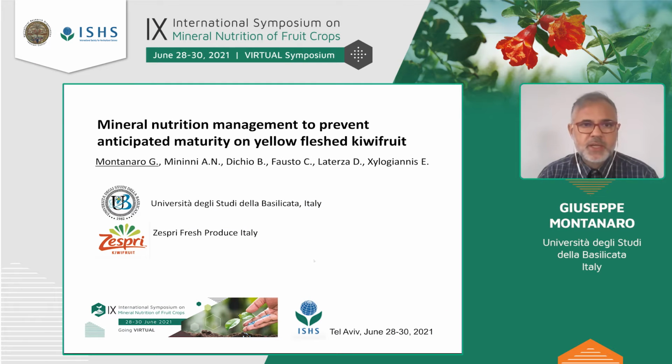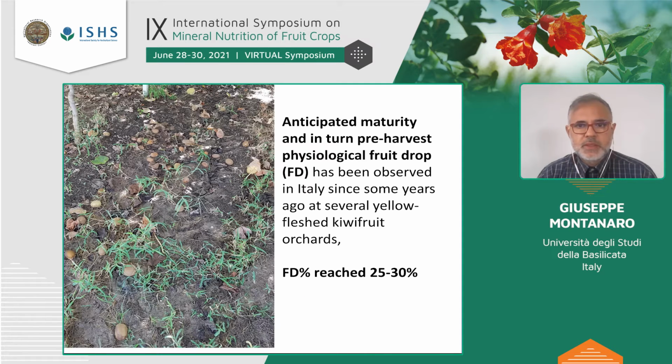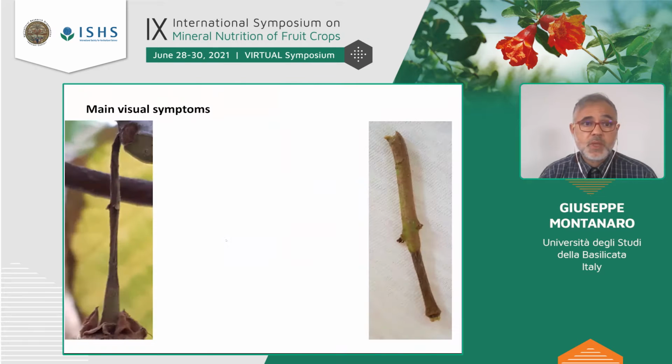Thank you to the organizers for giving us the opportunity to present this study on anticipated maturity on yellow-fleshed kiwifruit. In Italy, since some years ago, we experienced this anticipated maturity and pre-harvest physiological fruit drop, which reached about 25–30% in some orchards. And here I'm reviewing some symptoms on the stalk.